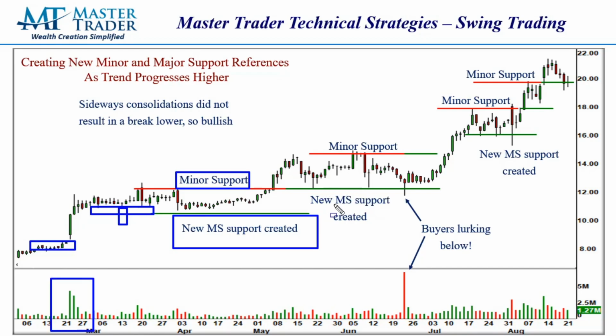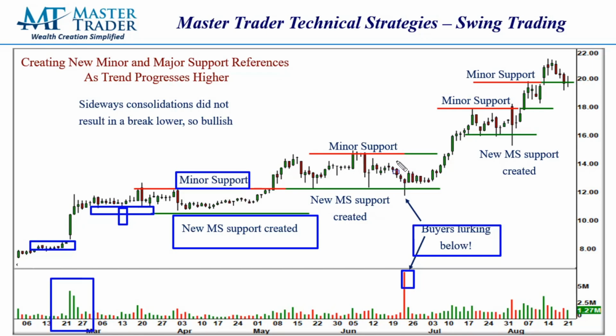And we see that here they're beginning to create new support points. Buyers lurking below. What does that mean? Notice that big volume spike here. What it means is that prices broke down under the most recent low and they recovered immediately. That tells you that there's strong demand. There are buyers under there looking to get in on pullbacks, and that is the kind of information that helps you recognize the fact that there's institutional buyers there and that prices should go higher.